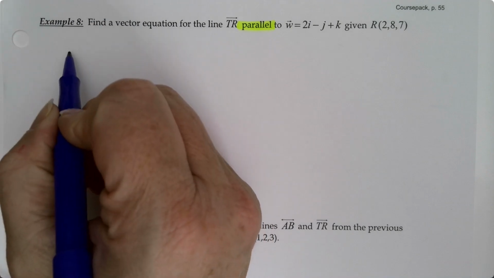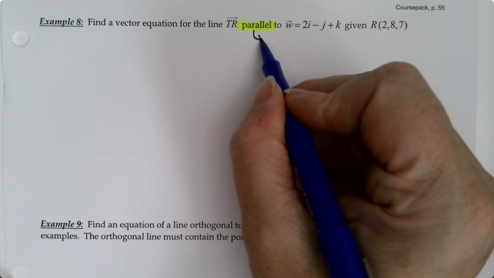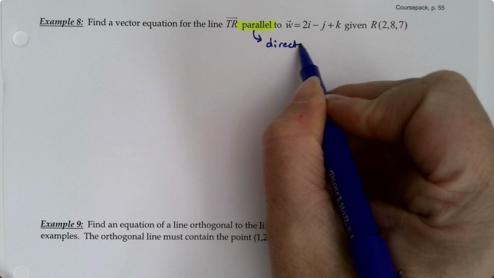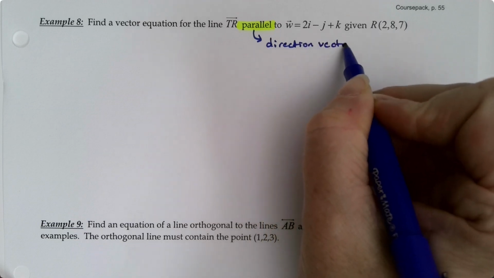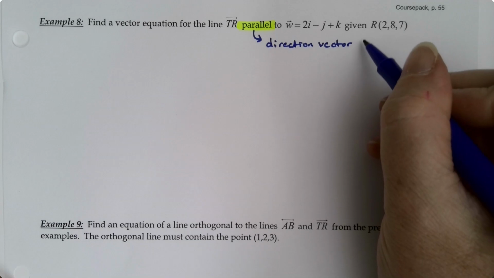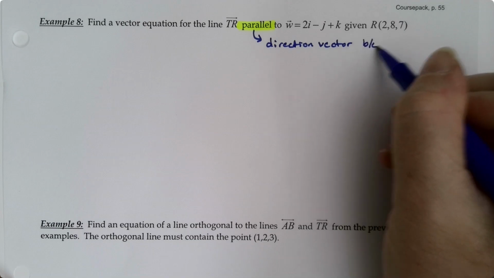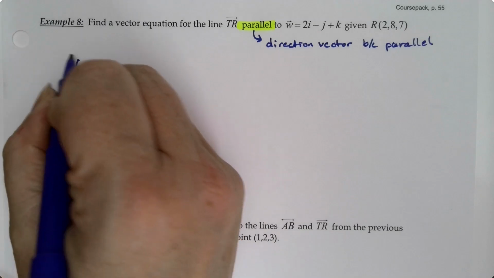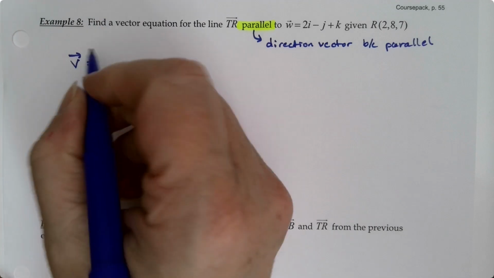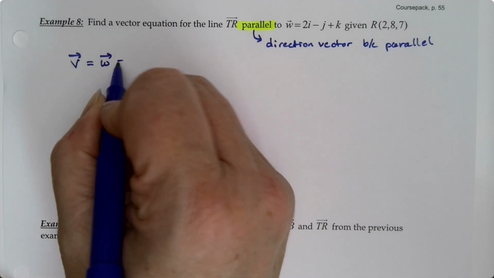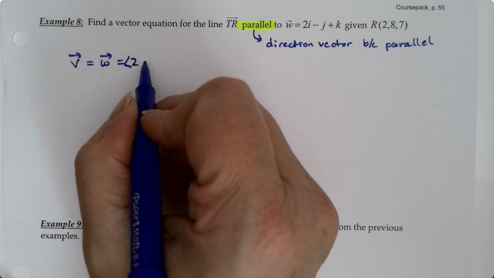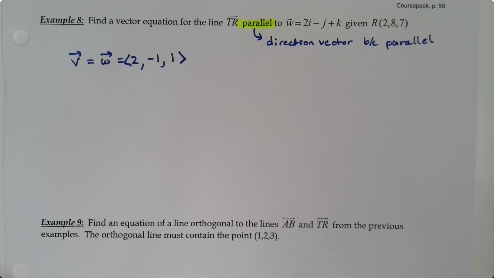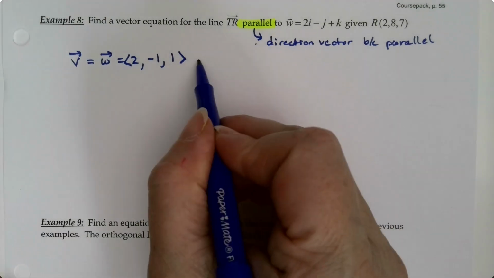Now, because it's parallel, our new vector will have a direction vector that is the same because it's parallel. So that means our direction vector is the same as w. I'm just going to write it in bracket notation. I can't help myself. It's 2, negative 1, 1. Right? It's the same because it's parallel.